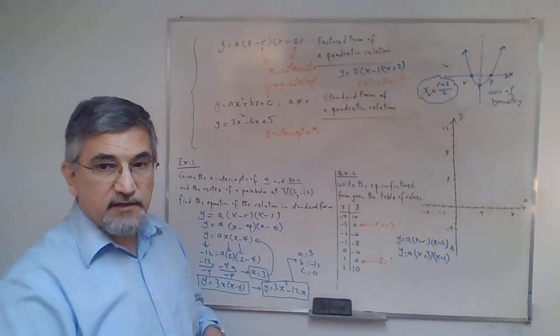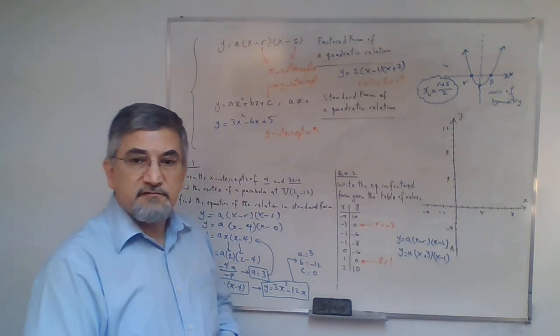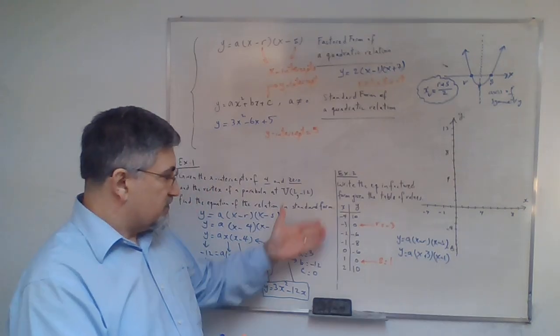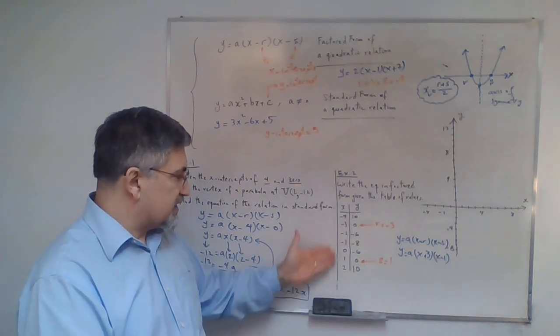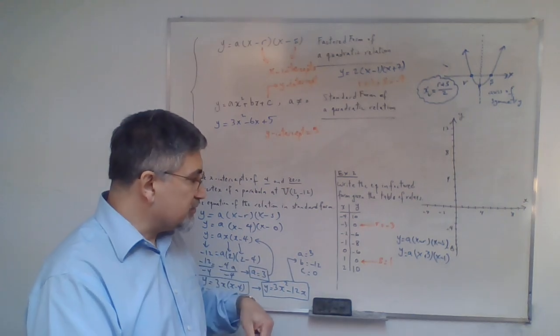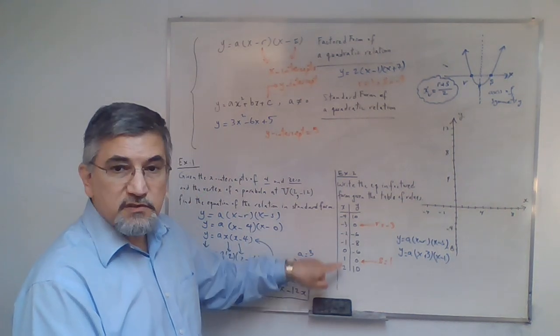This much we can write so far. In order to find the value of a, we need a point on the parabola. And there is no shortage of points here. Look at all these points that we do have in the table of values. All of these points are on the parabola. I can select any of these points, okay?